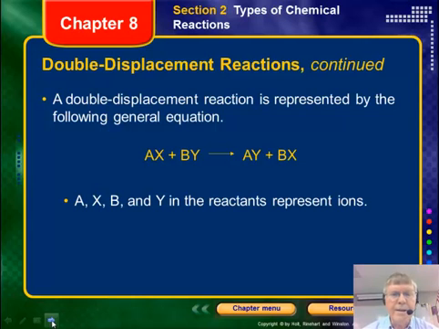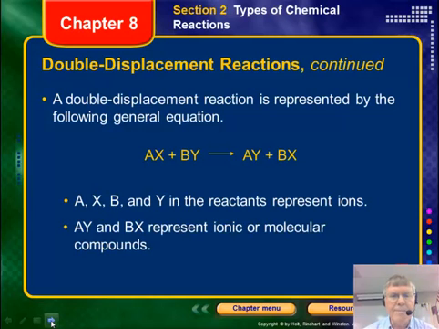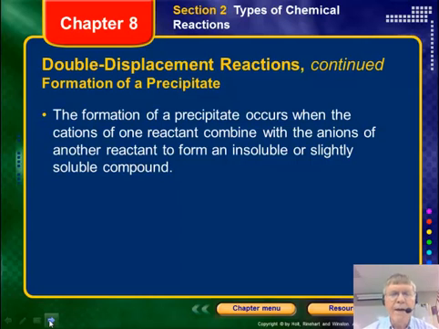In this, AX and BY are the reactants. A and B are the metallic ions, X and Y are the non-metallic. In other words, A and B are the positively charged, X and Y are the negatively charged ions. AY and BX represent ionic or molecular compounds, as do AX and BY. Generally, most often you'll get a precipitate, and this forms when one of the compounds is either insoluble or only slightly soluble.